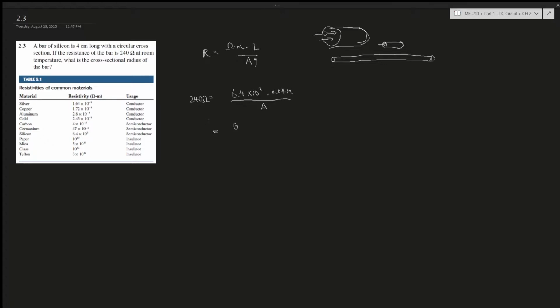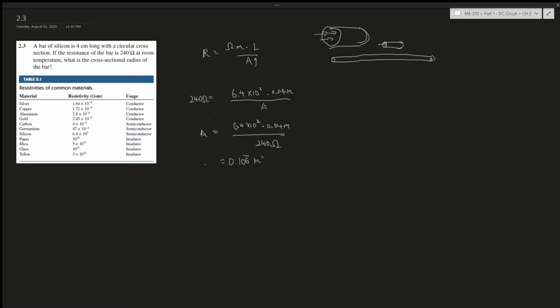Okay, so using the properties of arithmetic, it should give us this, and then the cross-sectional area should be this. We plug into our calculator 640 times 0.04 divided by 240. In the end, the cross-sectional area should be 0.106 repeating meters squared. Right, it's actually pretty big.